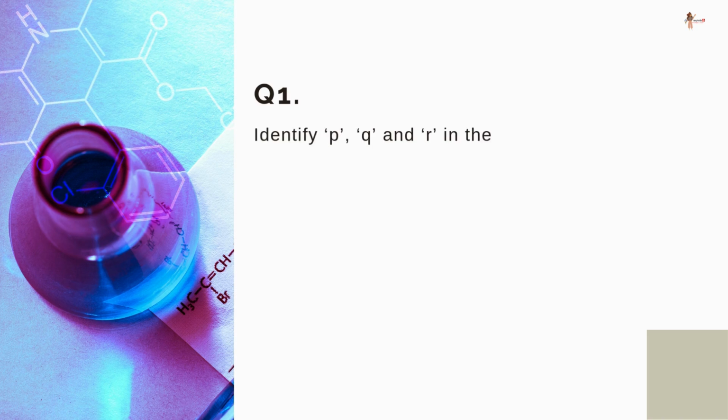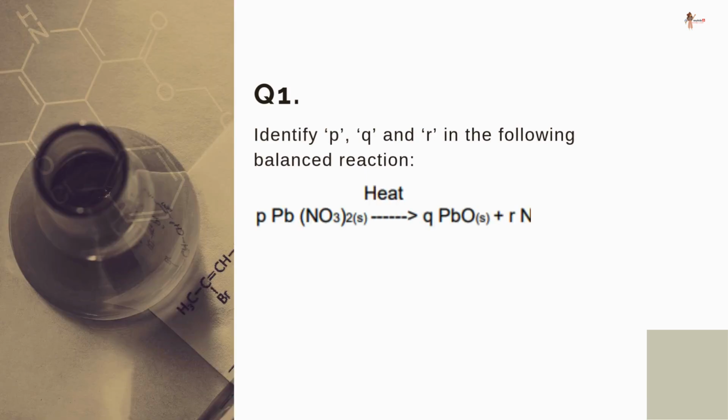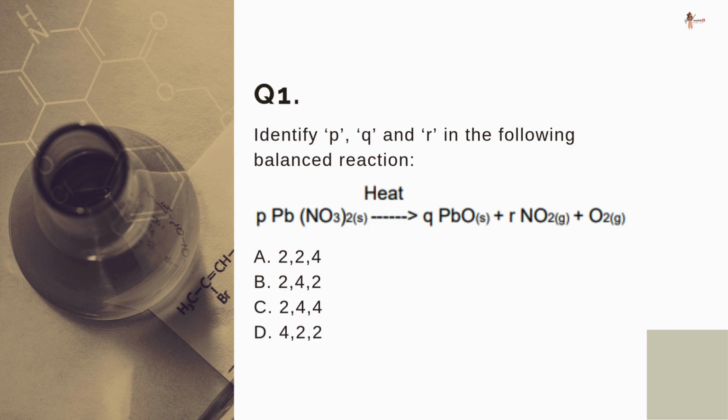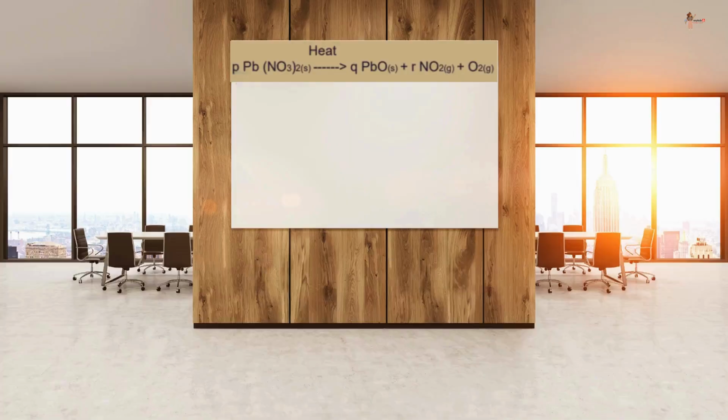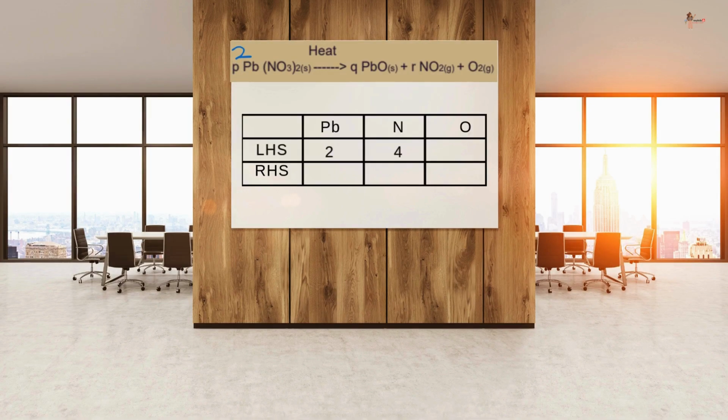Identify P, Q, and R in the following balanced reaction. These are the options. Let's start with option A and assume P as 2. That means we have 2 lead, 4 nitrogen and 12 oxygen atoms. On the right hand side, these are 1, 1 and 5 respectively.